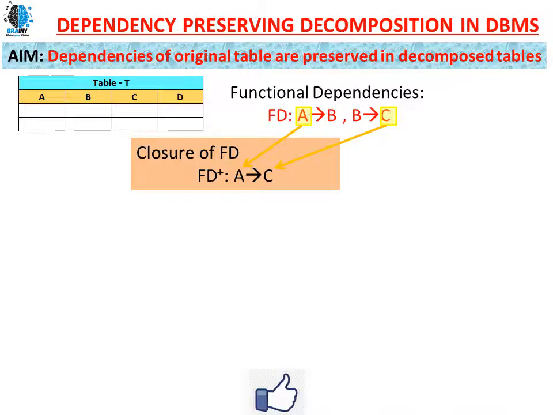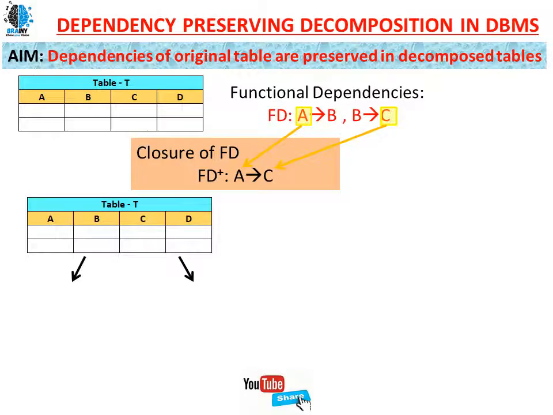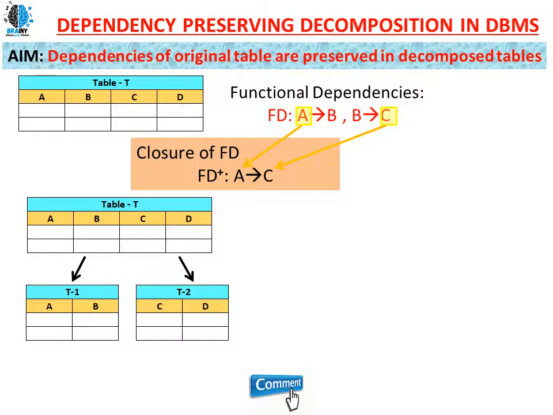So let's see this. I'm going to decompose the given table. As we know, in normalization we decompose the given table. In the given table, I have four attributes A, B, C, D. So I'm going to decompose the table into two tables, T1 and T2. Each table has certain attributes. The attributes of table T, A, B, C, D, are given to table T1 as AB and table T2 as CD. Now each table has two attributes.